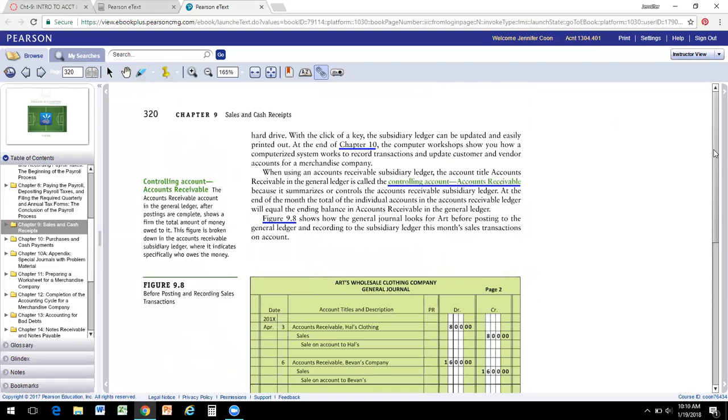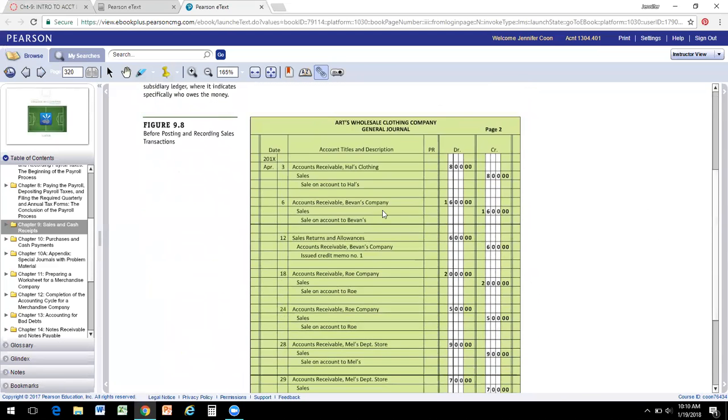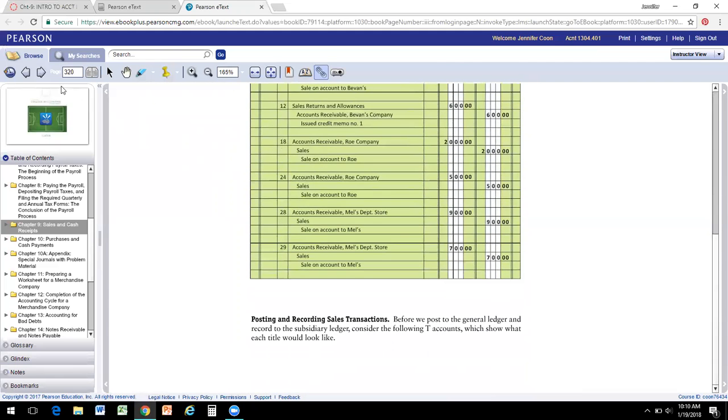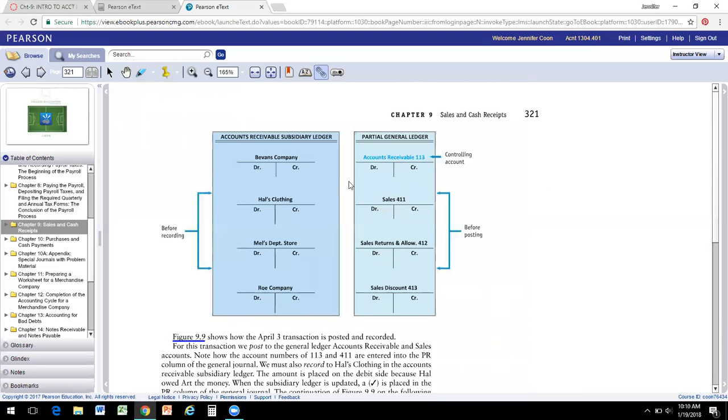They call AR, the main AR account, a controlling account, and then we have all those sub accounts. So even when we make a journal entry, we're coming in and saying accounts receivable for Bevan's company, accounts receivable for Bevan's, accounts receivable for Roe. So we have to start notating so we know who owes us money, because that's not fun when we don't know who owes us. We can't collect on it, right? So again, they're just showing you the controlling accounts, and then the subledgers. All of these tie into accounts receivable.